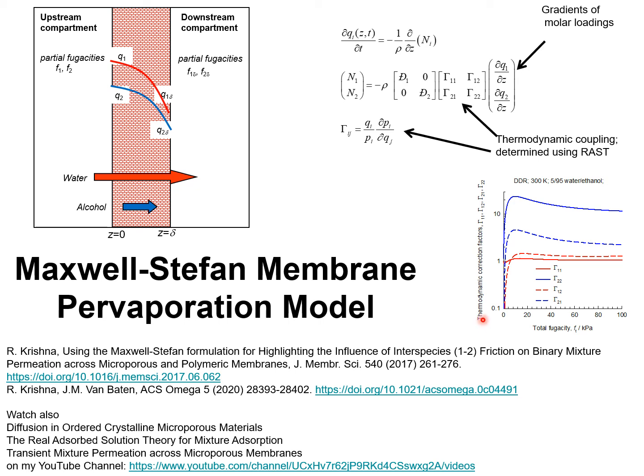At very low occupancies, the cross coefficients are both 0, but as the pore occupancy increases, the off-diagonal elements are of significant magnitude. Indeed, at a total fugacity of 100 kilopascals, the cross coefficients or off-diagonal elements are significantly larger than unity. Indeed, the gamma 12 coefficient is larger than the diagonal gamma 11. Now, the significant off-diagonal elements contribute significantly to the membrane permeation fluxes, as we shall see in the following slide.